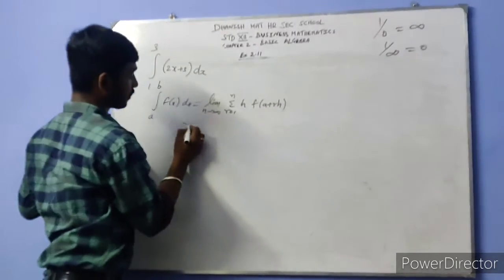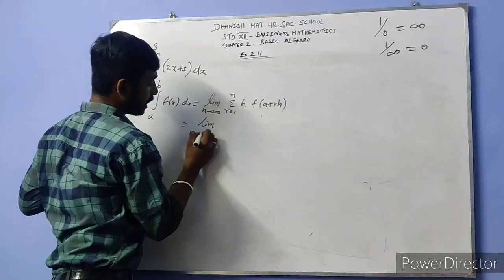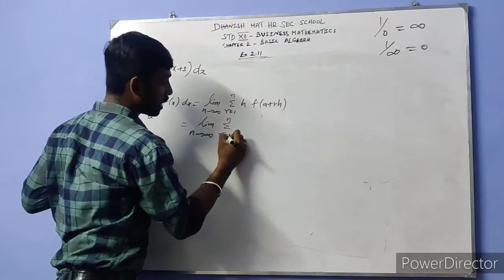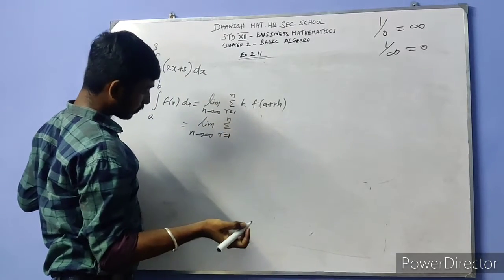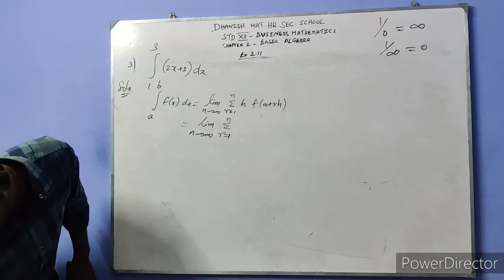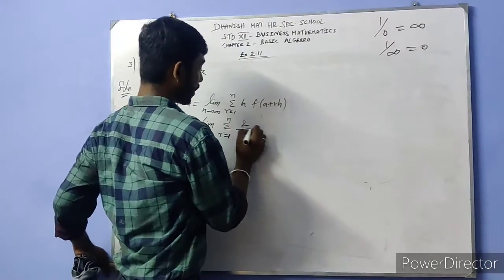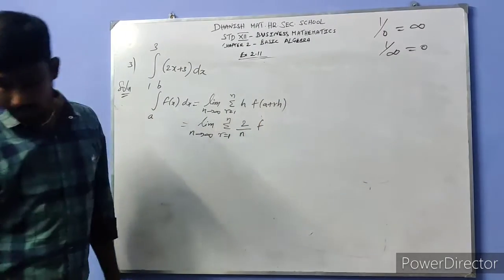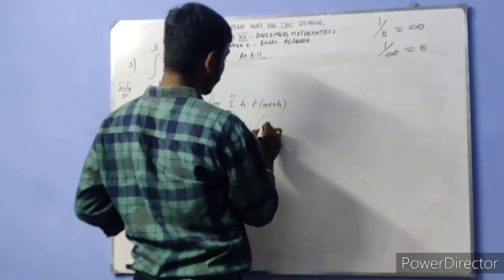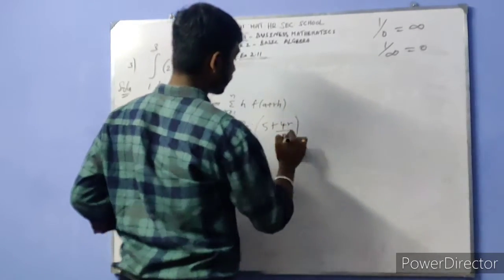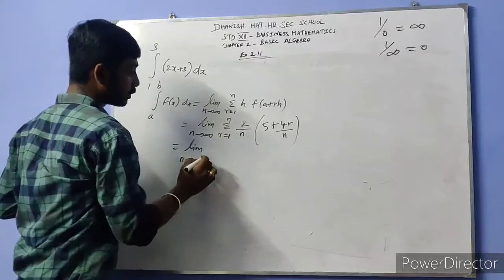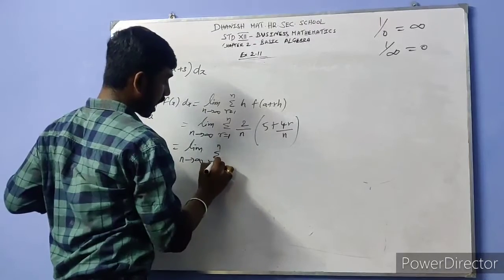So here, limit n tends to infinity, summation r equal to 1 to n. What is the h value we get here? That is b minus a, so we substitute 2 divided by n. Then f of a plus rh value is 5 plus 4r divided by n. Limit n tends to infinity, summation r equal to 1 to n.